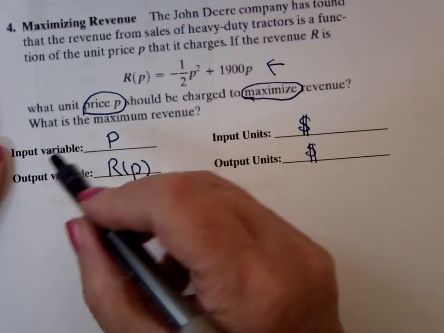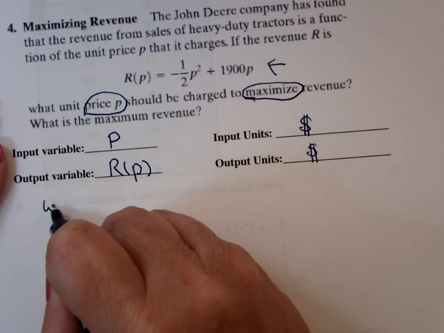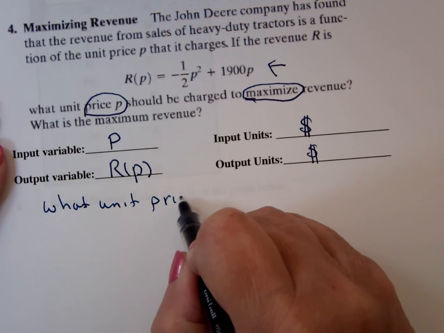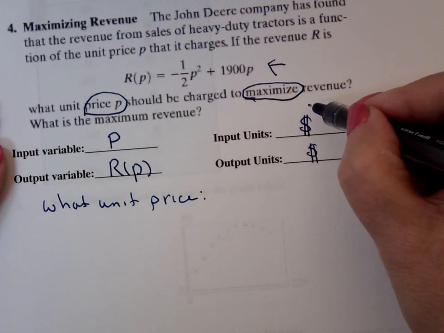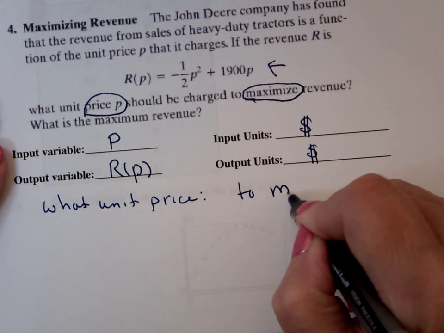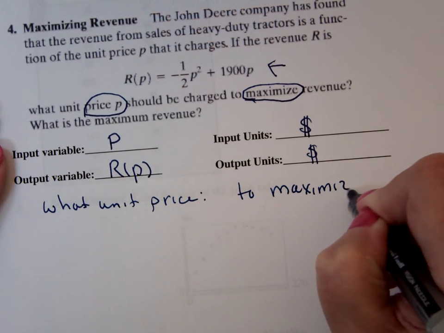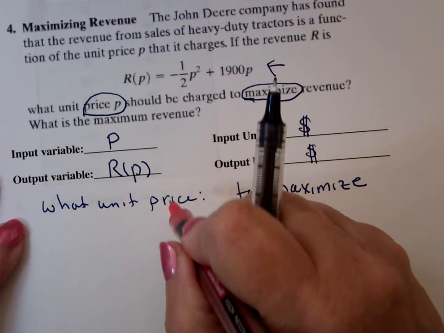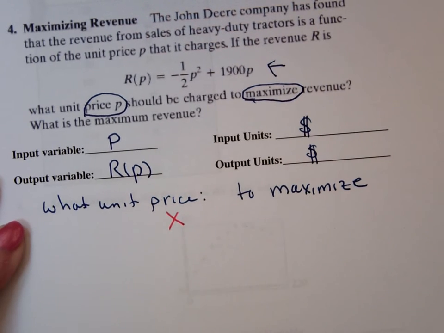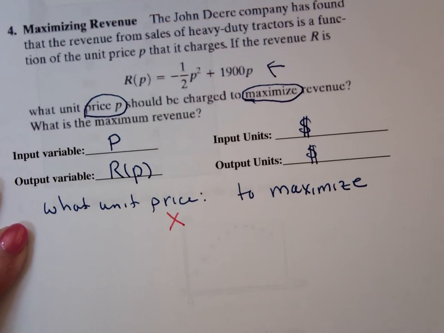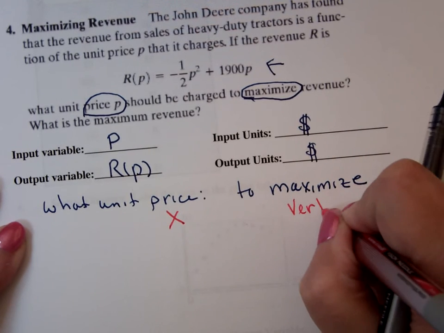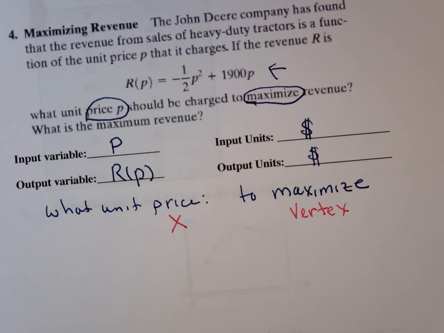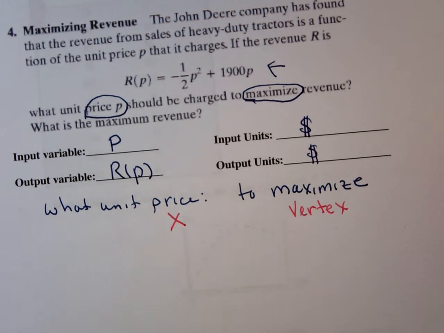So the first thing it says is what unit price, and to maximize. Now, when I look at that, what unit price, that's x, or we can call it P, but it's x. And maximize means vertex. So that means I'm looking for the x-coordinate of the vertex.